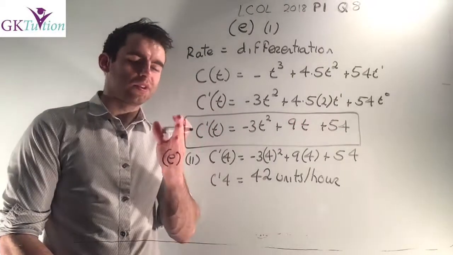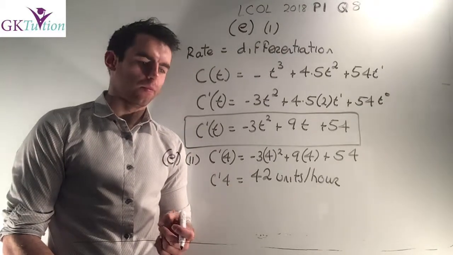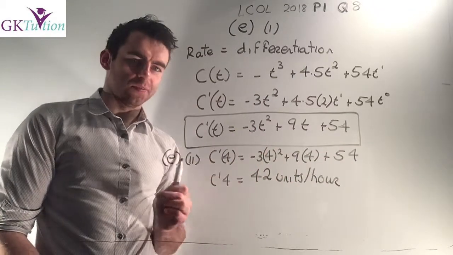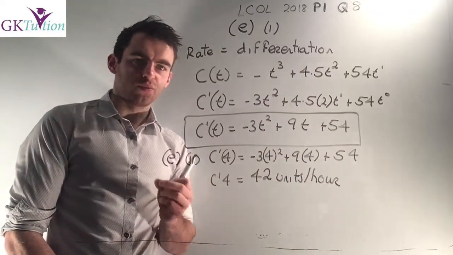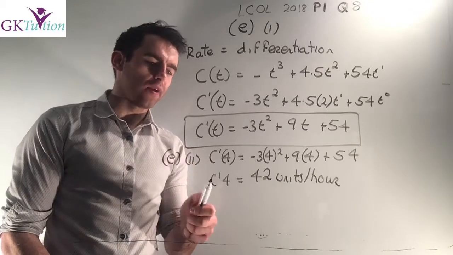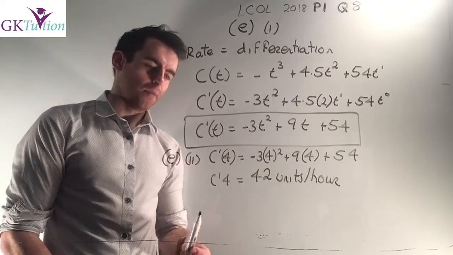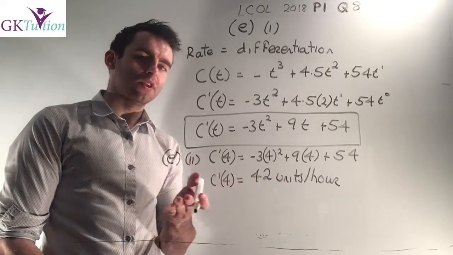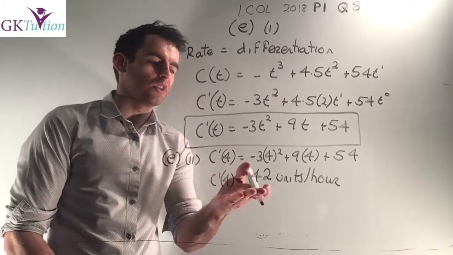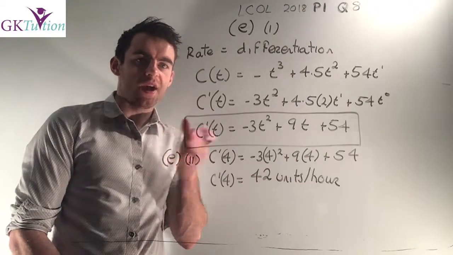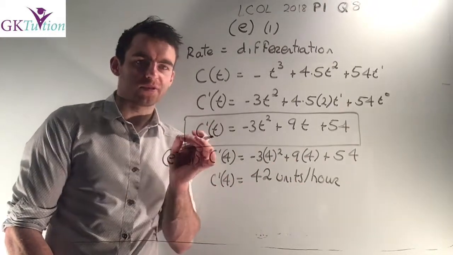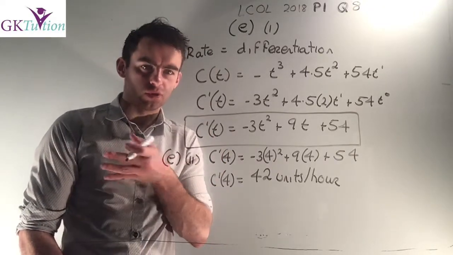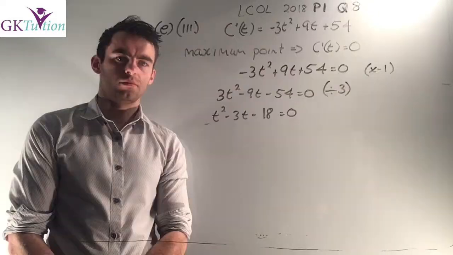Okay, E part 2 is just a direct continuation on from E part 1. If I know the rate at which the drug is changing is this, that's obviously in terms of t. If I want to work out the rate at which the drug is changing after 4 hours, instead of a t, I sub in a 4. When you do that, you end up with 42. So I know the rate at which the amount of drug in the bloodstream is changing is 42 units per hour after 4 hours. So 4 hours after I take this, there's an extra 42 units of this drug going into my bloodstream every hour.